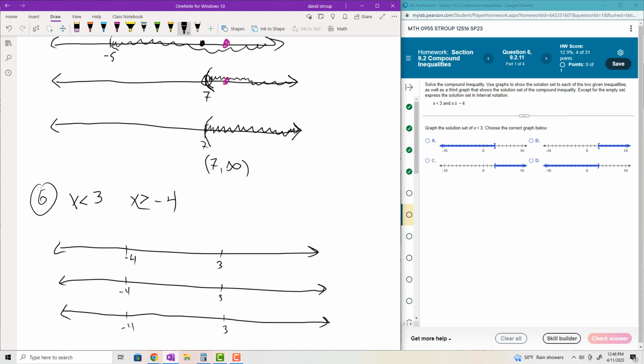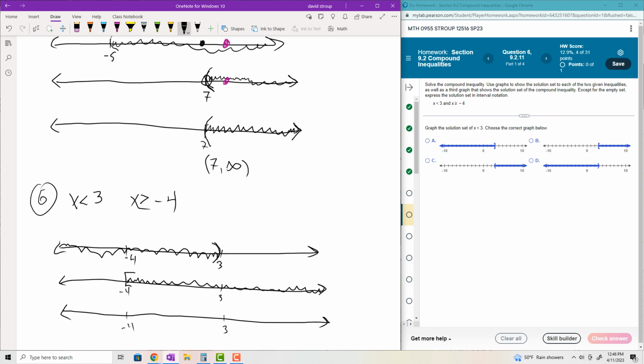And then for the first one, I'll do x less than 3. So it's everything less than 3, but not including 3. So it's everything in that direction, but not including it. So I use open parenthesis. X greater than or equal to -4. So this time I include -4, and then it's everything above it in the other direction.